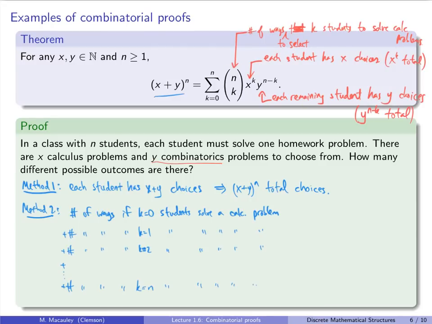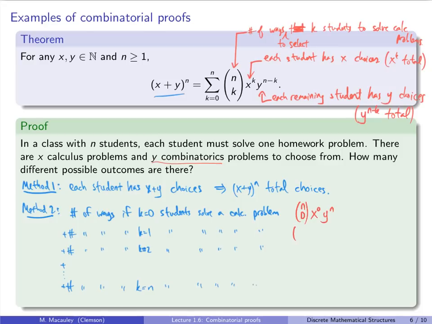So I'm going to write it differently. I don't know which one's better, but here we have N, so there are N choose zero ways to choose those zero students. And then those zero students have X choices, so that's X to the zero choices. And the N remaining students have Y choices each. So this is N choose zero times, so this is the number of ways.